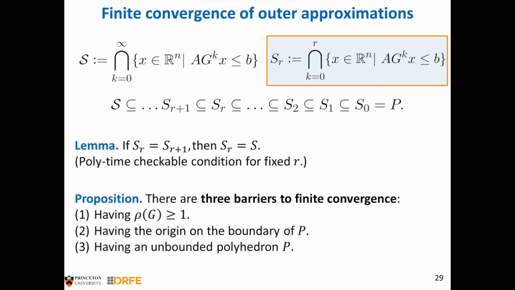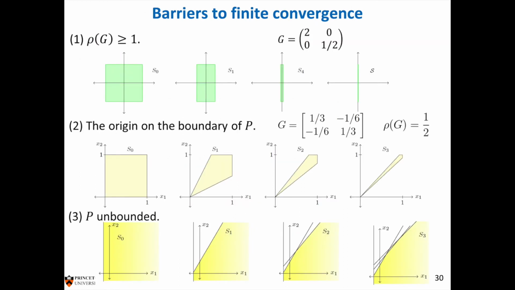One is if the origin is on the boundary of the polytope, and one is if the polytope is not bounded. So let's not worry about this, but there are 3 concrete counterexamples where convergence is not finite. This is the one where the origin is on the boundary, and it takes an infinite number of steps to reach the final set S, this lower dimensional half line. And here is one where the polytope is unbounded, and as you apply G more and more, you get more and more cuts which never stop, and they take care of the shape.